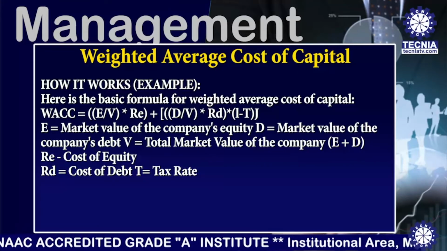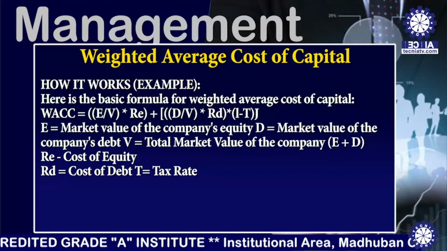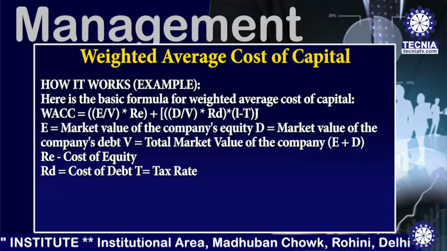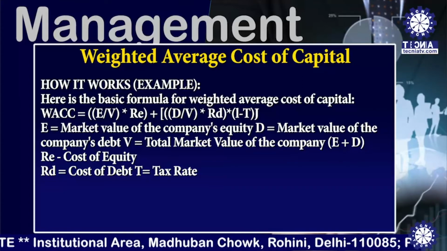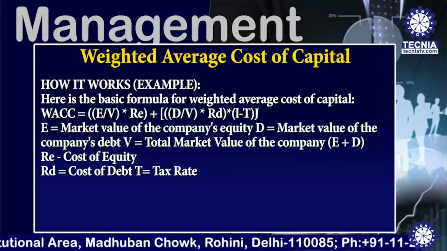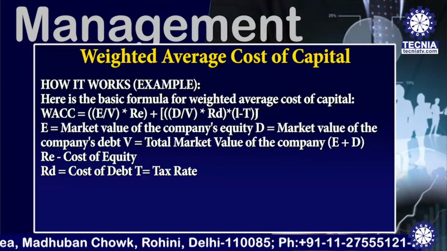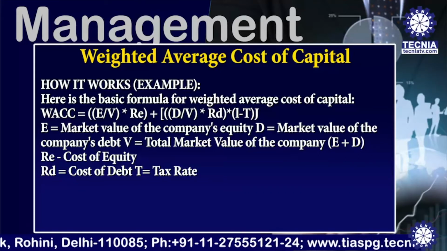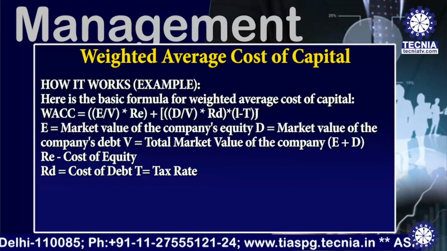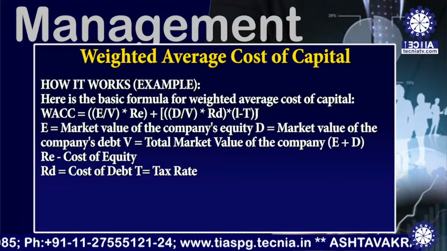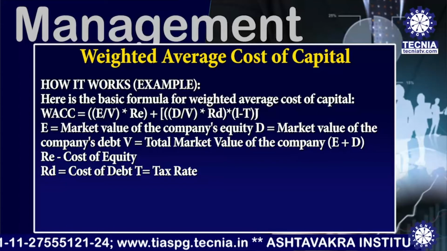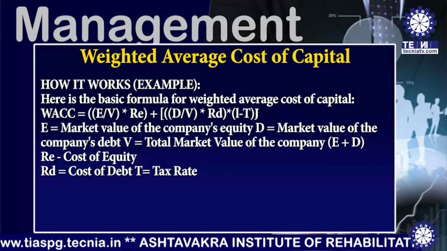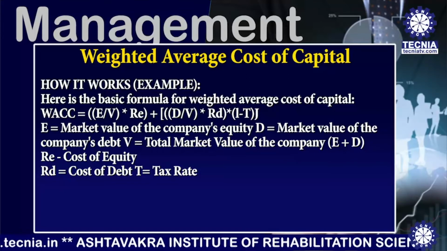Here is the basic formula for weighted average cost of capital, that is WACC is equal to E by V into RE plus D by V into RD into 1 minus T. E is the market value of the company's equity and D is the market value of the company's debt. V is the total market value of the company, that is E plus D. Then RE is the cost of equity, RD is the cost of debt and T is the tax rate.